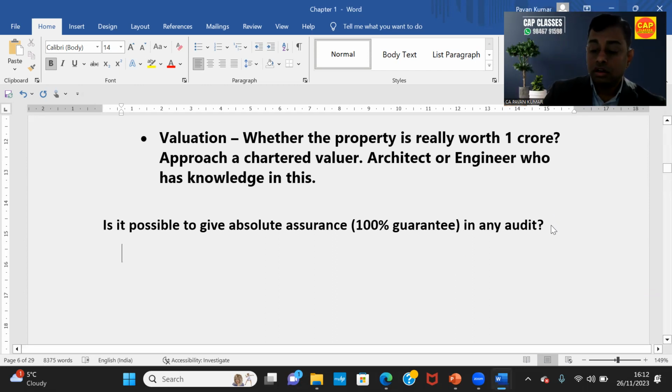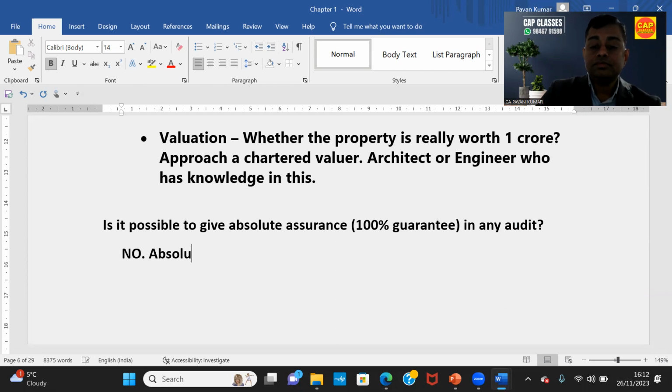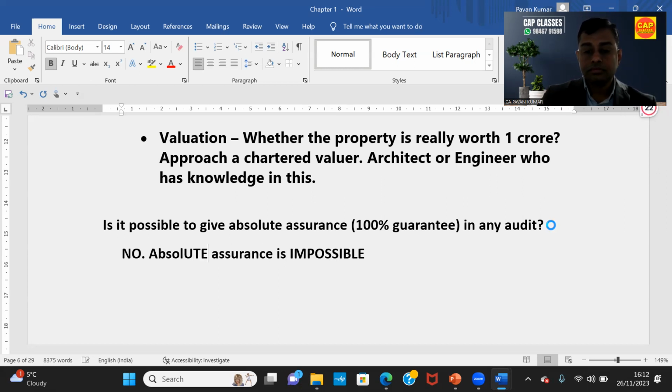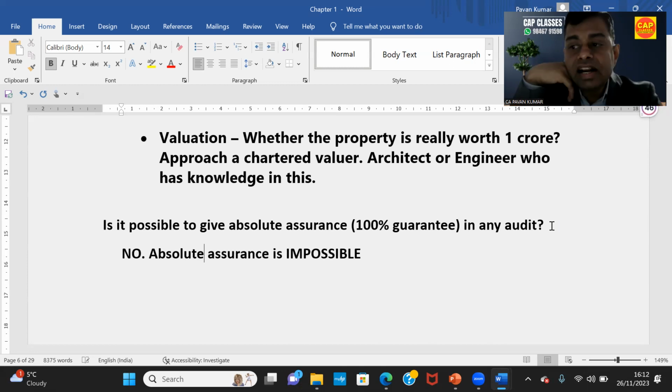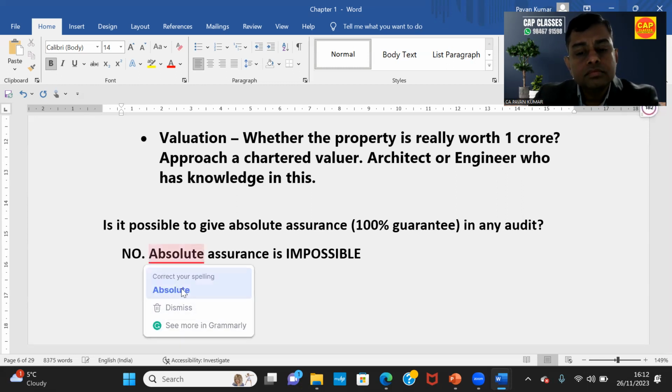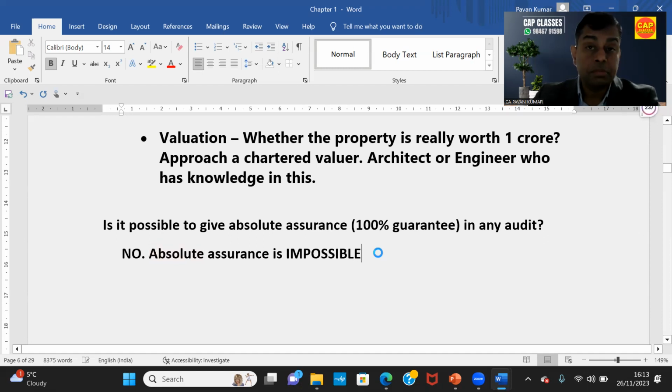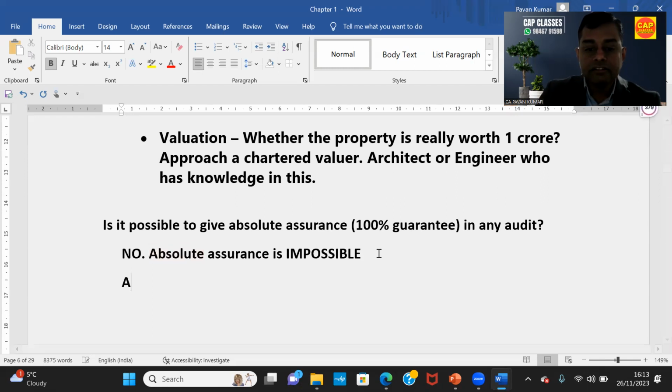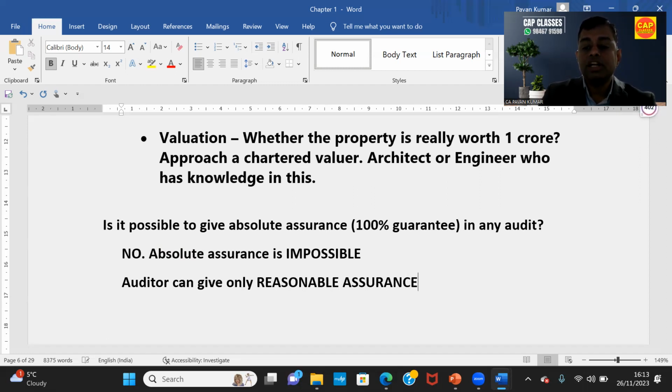Everybody said no. Absolute assurance is impossible to be given. Now, the client is asking you, dear auditor, you are taking 10 lakh rupees, but still you are saying I cannot give you absolute assurance. Why? Auditor can give only reasonable assurance, but not absolute assurance.